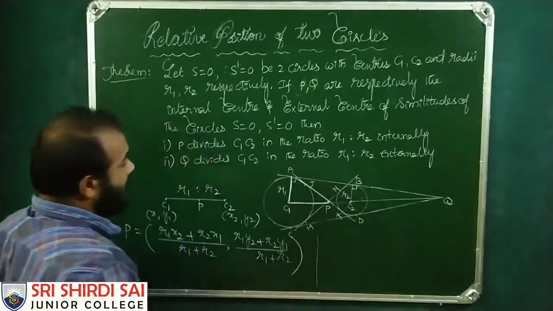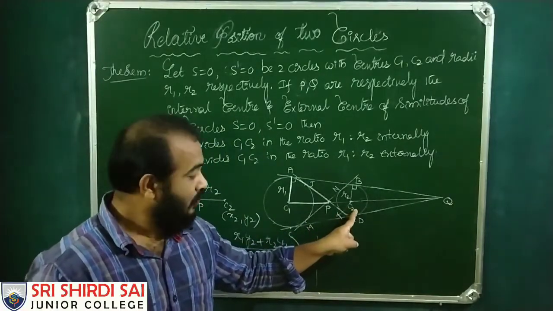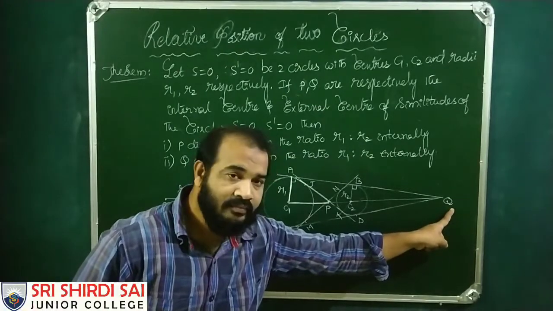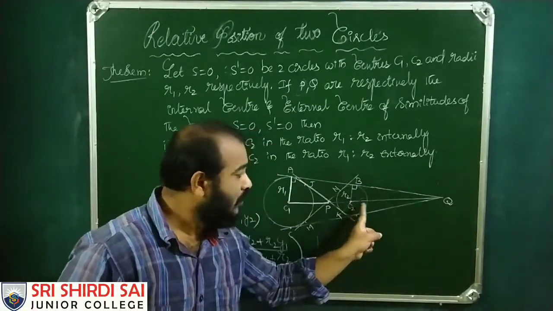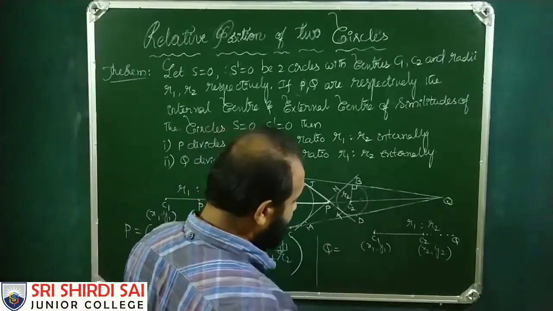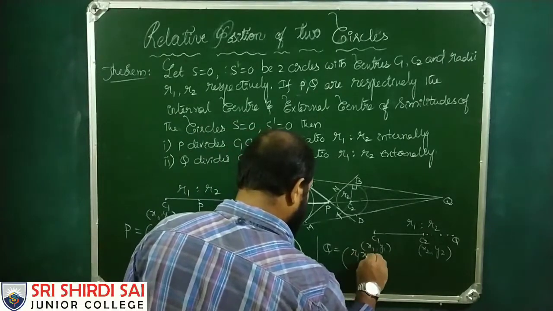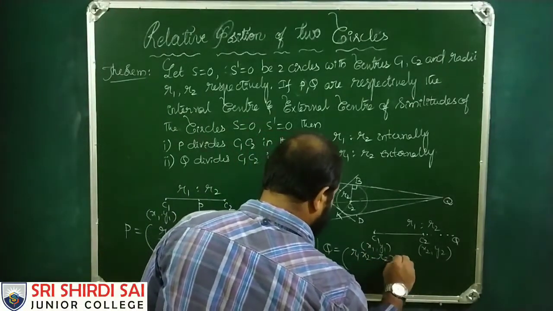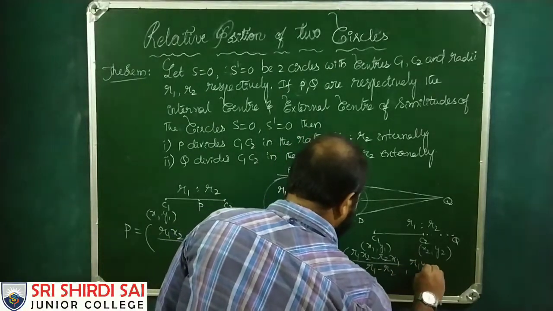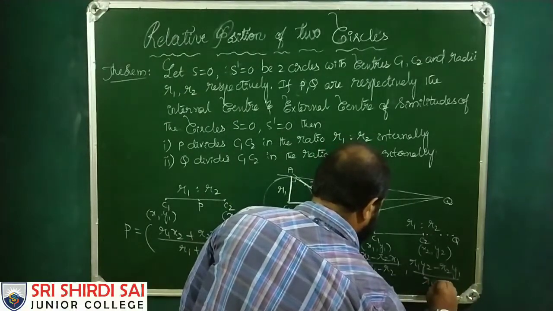Similarly, this Q divides C1C2 externally. So Q lies on the line joining C1C2 externally. Q equals (R1x2 minus R2x1 by R1 minus R2, R1y2 minus R2y1 by R1 minus R2).